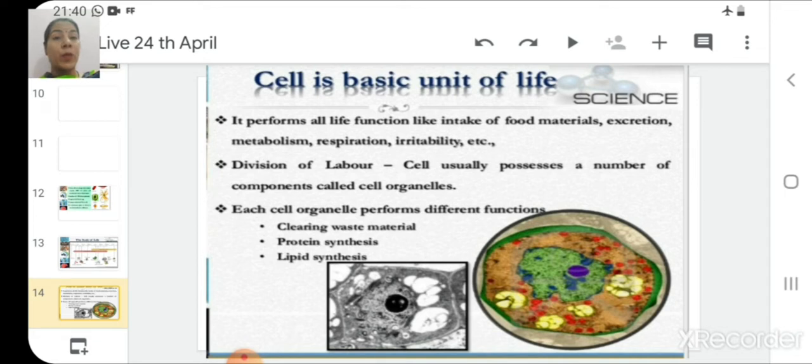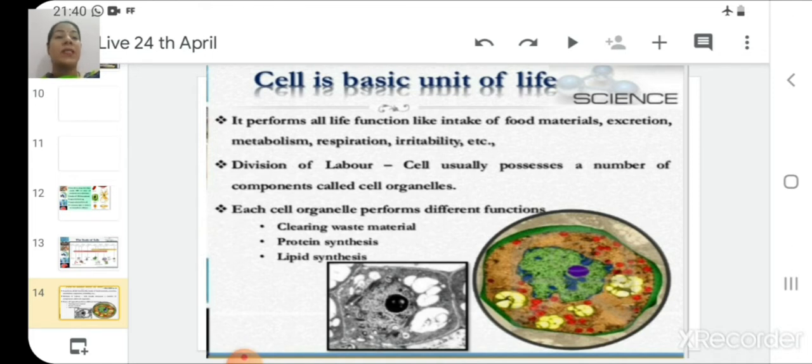In a honeybee comb there is one queen. There are males which are called drones. Then there are worker bees. So the work of each and every type of honeybee is divided. In the same way, in your body also, in your cells also, division of labor is seen.